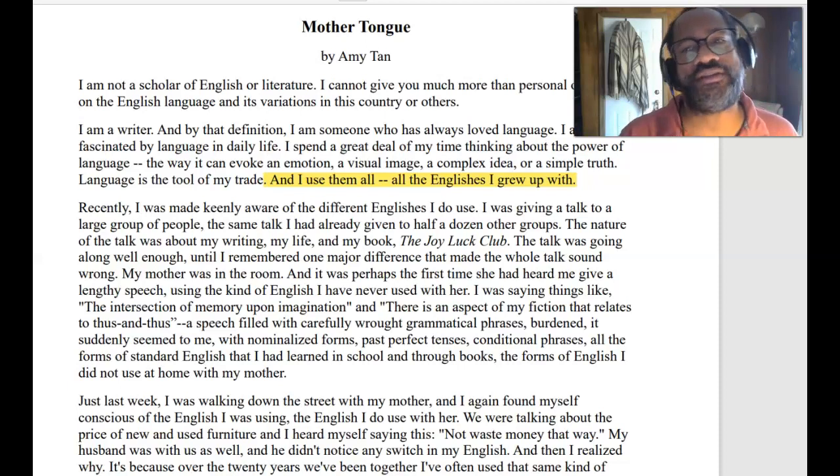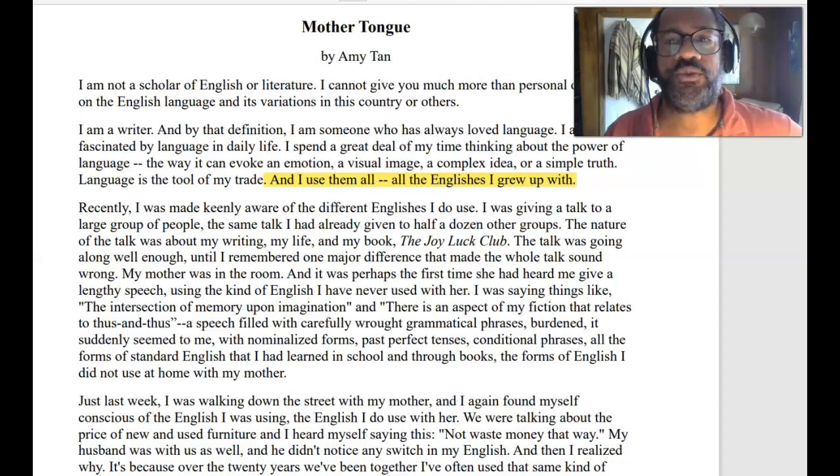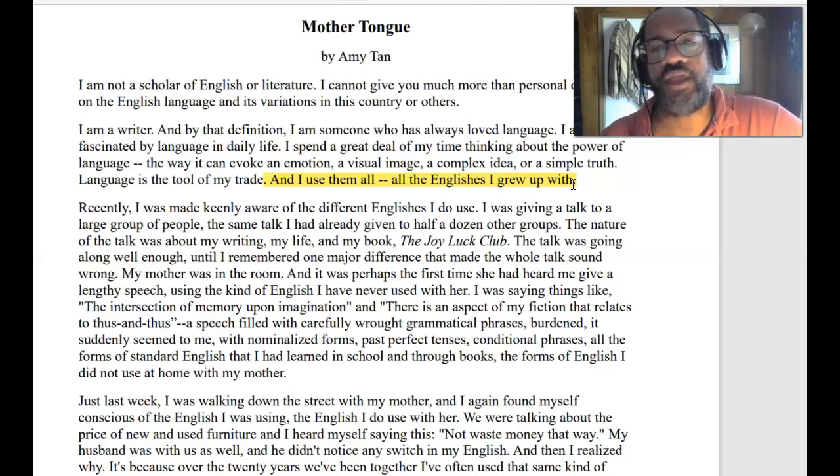And so let's look at what Tan is doing. I mentioned that we would talk about that and talk about her thesis. And you see what I have here in the second paragraph of Tan's essay, I had this highlighted. She says, "And I use them all, all of the Englishes I grew up with." And I don't think that's her complete thesis, right? But you can see how that's an idea that she needs to prove throughout. The idea that she has used all of these Englishes to help her in her writing.